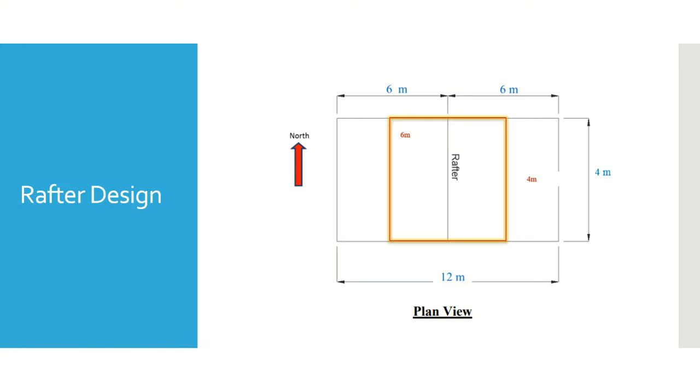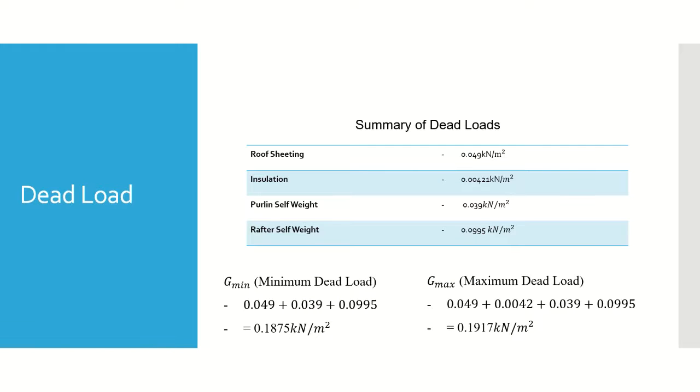Rafters are horizontal beam members which transfer the loads from the purlins into the columns. Rafter design follows the same fundamental procedure as purlin design. The dead load is calculated using the same values that were used in the purlin design. The dead load summation for the rafters can be seen on screen now.